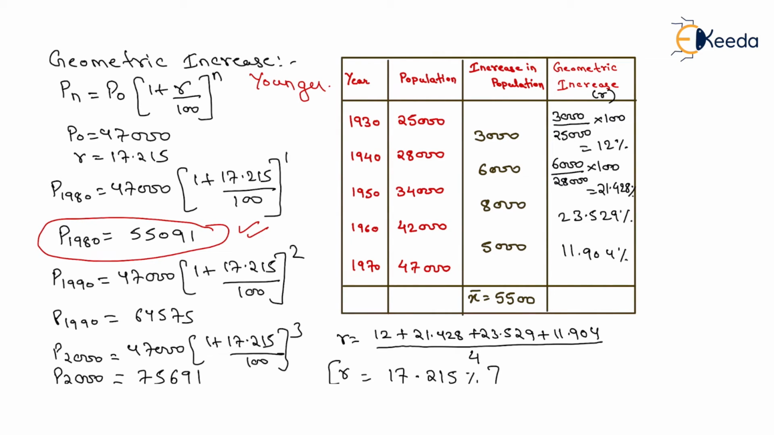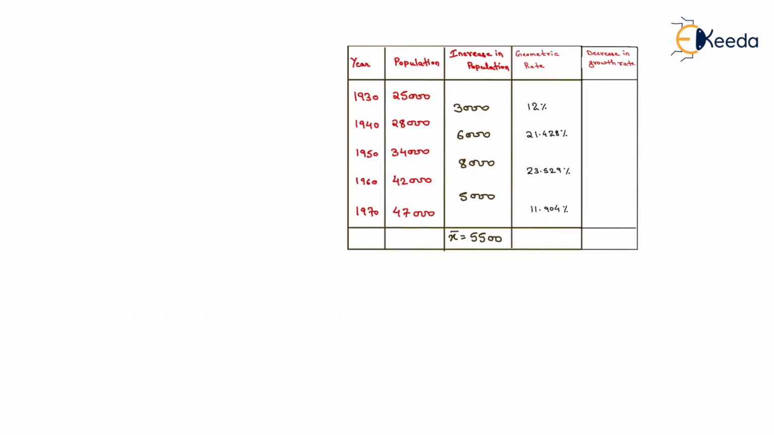Clear? Now we had calculated the population forecasting according to the basic three formulas. Now if we want to use another formula, that is the decreasing growth rate formula, we need to calculate the decrease in growth rate. In the previous method we had already calculated the growth rate. Now we will calculate the decrease in growth rate.